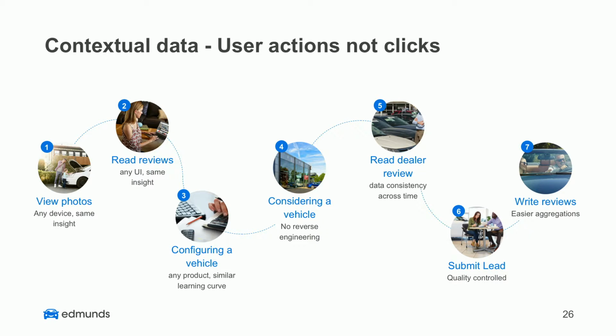I'm sure you guys have similar problems in terms of gathering data, instrumentation, whatever that is. But get as much context into the data as early as possible. So now, if you go to the website, the tracking that we have is: view photo, I read a review, I considered a car, I submitted a lead. These are things that are not changing. Whether it's this platform versus the other platform doesn't matter. It's always going to be a user action.